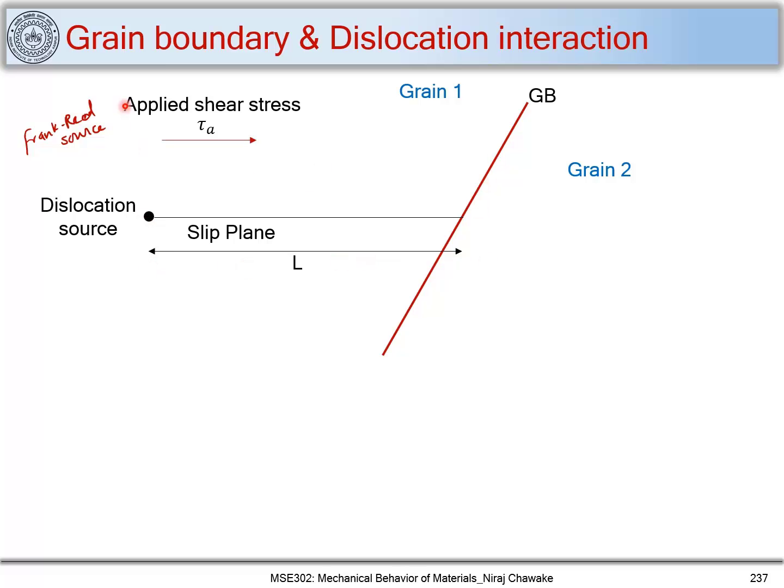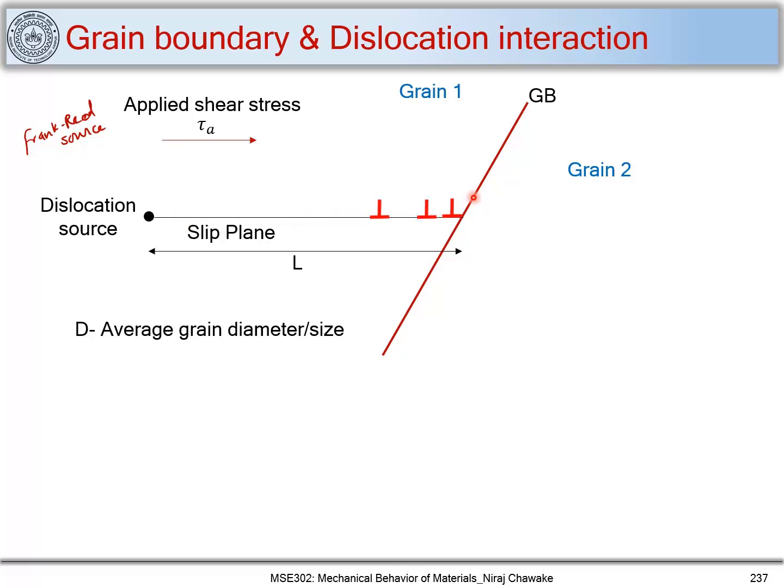Now let's consider we apply a shear stress and this dislocation source starts operating. Let's consider the average grain size, or average grain diameter, of this material to be D. A dislocation generated from the dislocation source glides under the influence of this applied stress and comes across this grain boundary between grain 1 and grain 2, and it gets stopped here because there is a change in orientation and the dislocation cannot go further. The dislocation source keeps operating, and dislocations keep generating, gliding on this slip plane and moving towards the grain boundary.